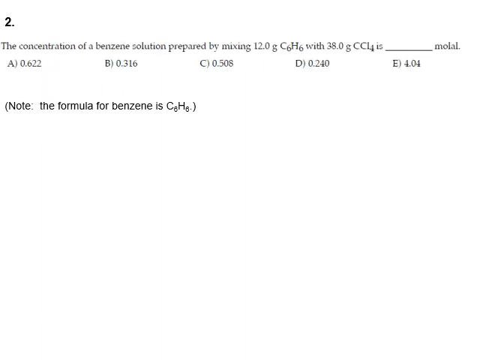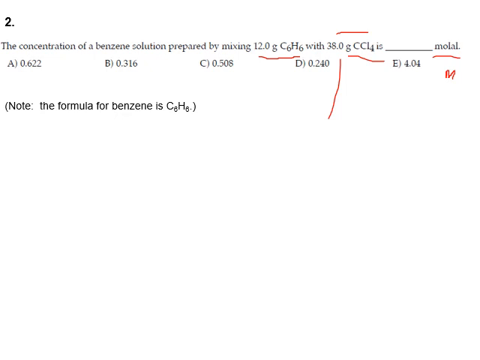And next, the concentration of a benzene solution prepared by mixing 12 grams of benzene with 38 grams of carbon tet is blank molal. This is molal, so it's the lowercase m. So we need the moles of solute over the kilograms of solvent. The solvent in this case is the carbon tet, which is short for carbon tetrachloride. I'm not going to write it out, but we have 0.038 kilograms of that.